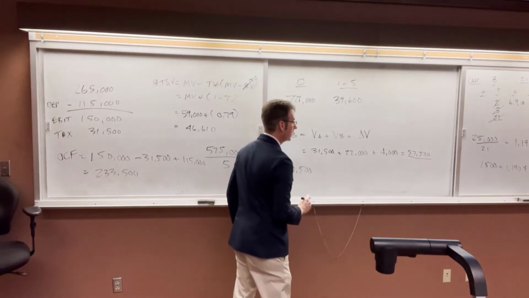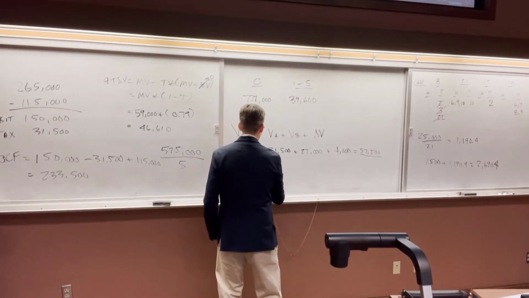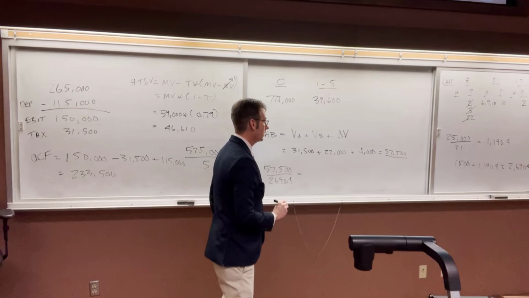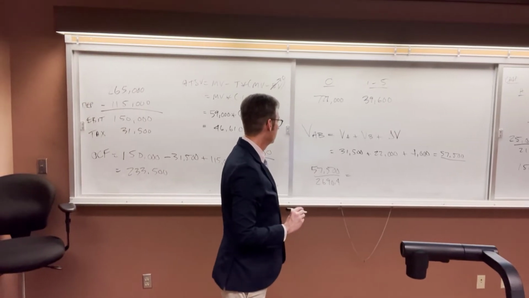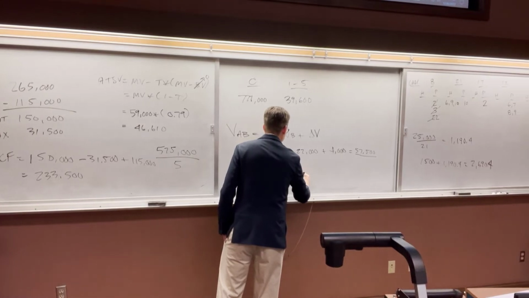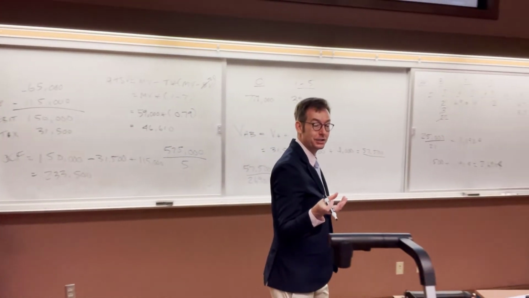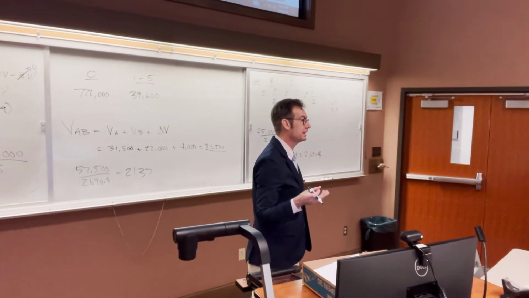57,500 divided by 2,690.4. Someone give me that number. 21.37. 21.37. I think I may actually be figuring the wrong thing here. I'm actually headed toward, yeah, that's net present value, right?